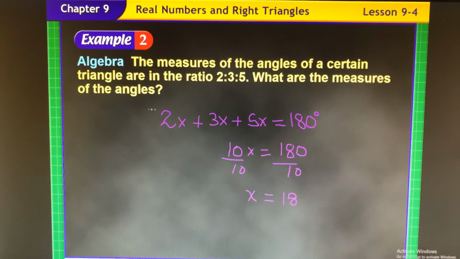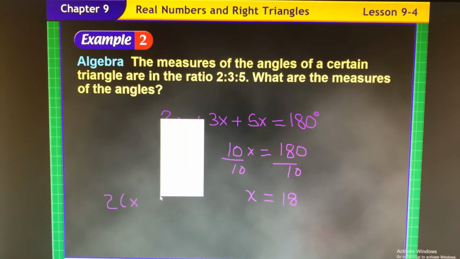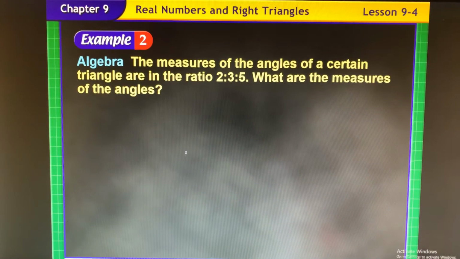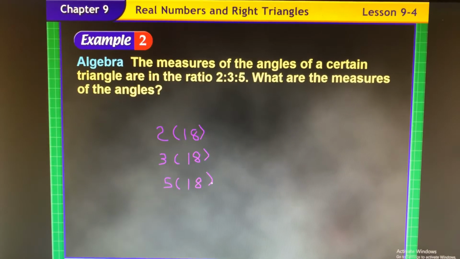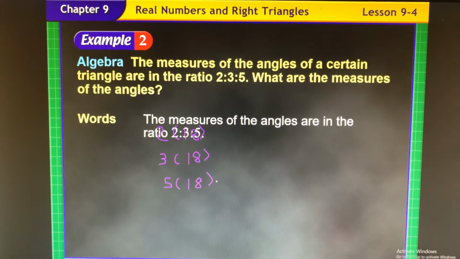That's not the measures of the angles, because now you have to plug 18 in for each one of these. First one, you're going to do 2 times 18. The next one, you are going to do 2 times 18, and then 3 times 18, and then 5 times 18. And you will have the measurement of each one of the angles of that triangle.